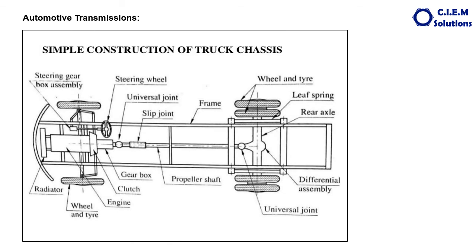Now let us look at this truck chassis. This is the engine and these are the wheels which move the vehicle. So the power from the engine is being transmitted to the wheels, but in between there are so many components involved in the power transmission: the clutch, the gearbox, universal joints, propeller shaft, differential, axles, etc. Right? Now we will discuss the gearbox and the clutch in this chapter.